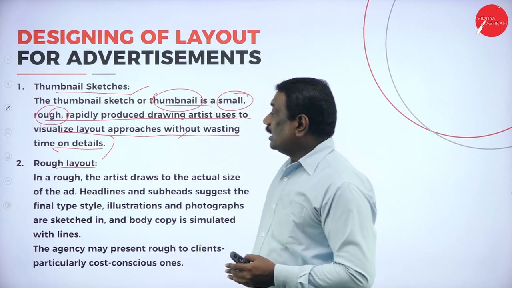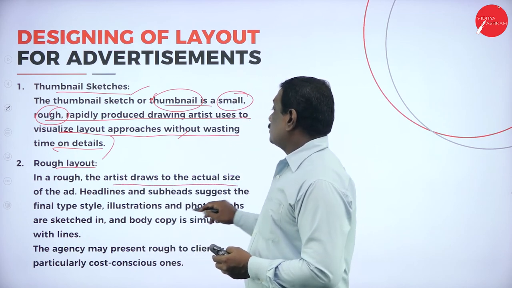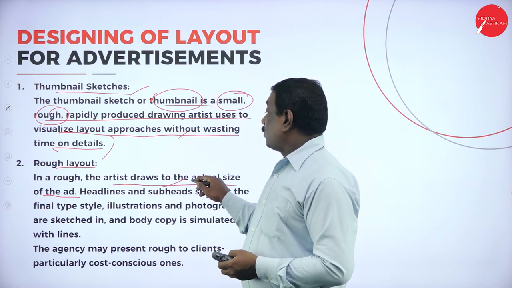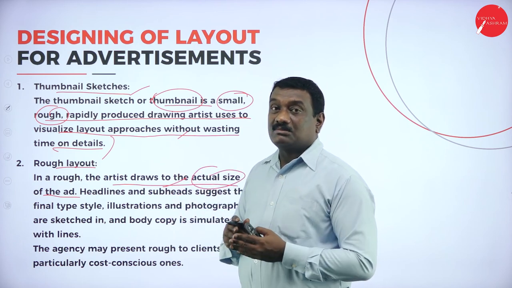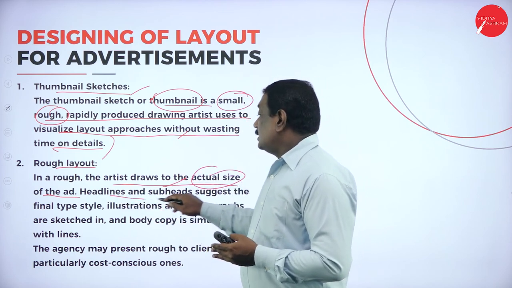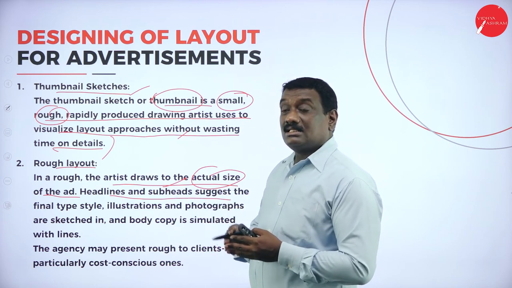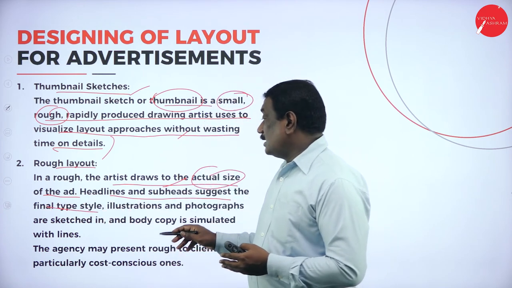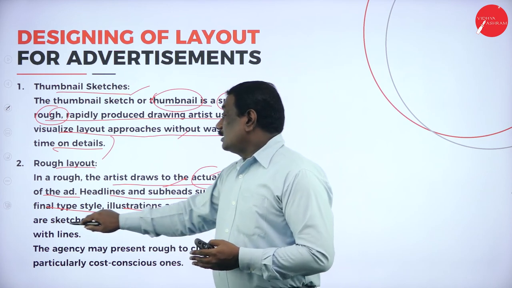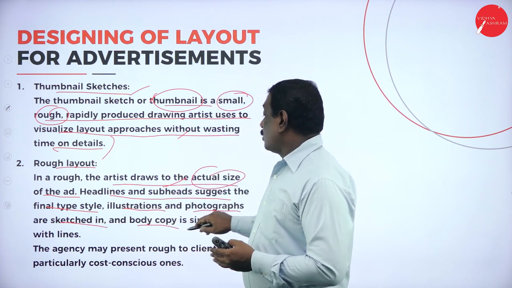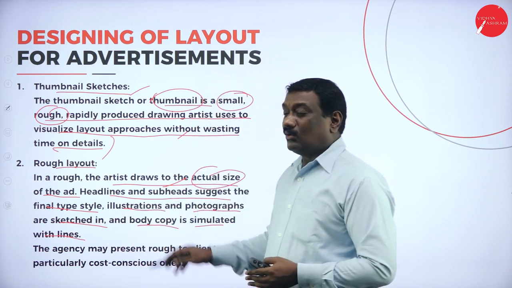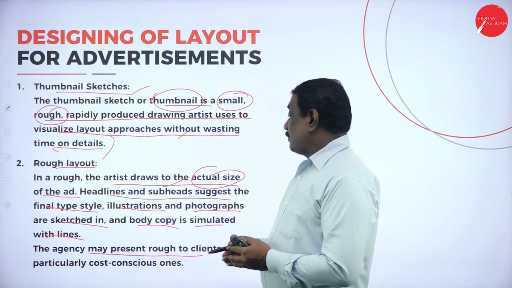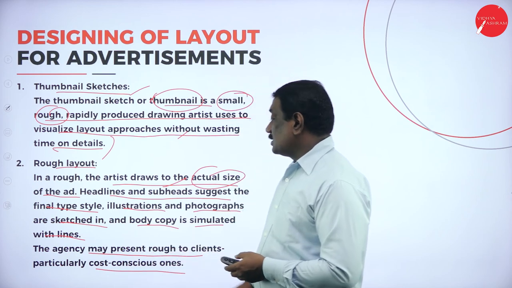Next is the rough layout. In the rough layout, the artist draws the actual size of the art. So the designer will be drawing the actual size of the advertisement, with the headlines and sub-heads suggesting the final type style, as well as the illustrations and photographs that are sketched in, and the body copy which is simulated with lines. So all these show how the advertisement copy or design is made. The agency may present roughs to the clients, particularly cost conscious ones.